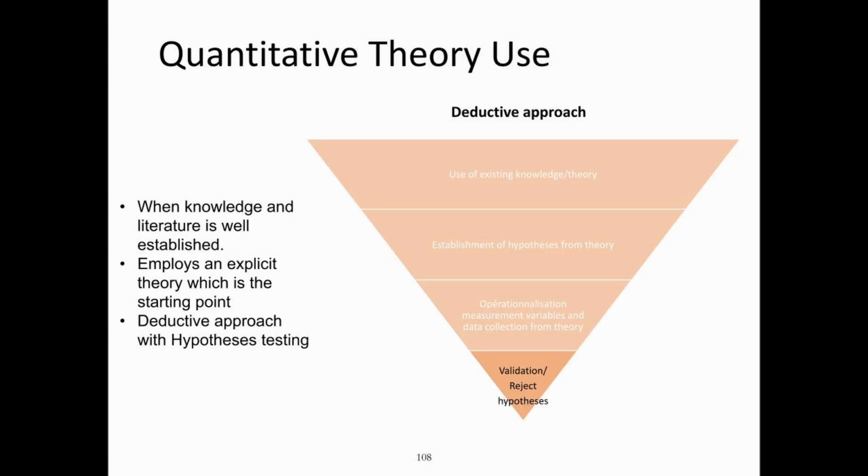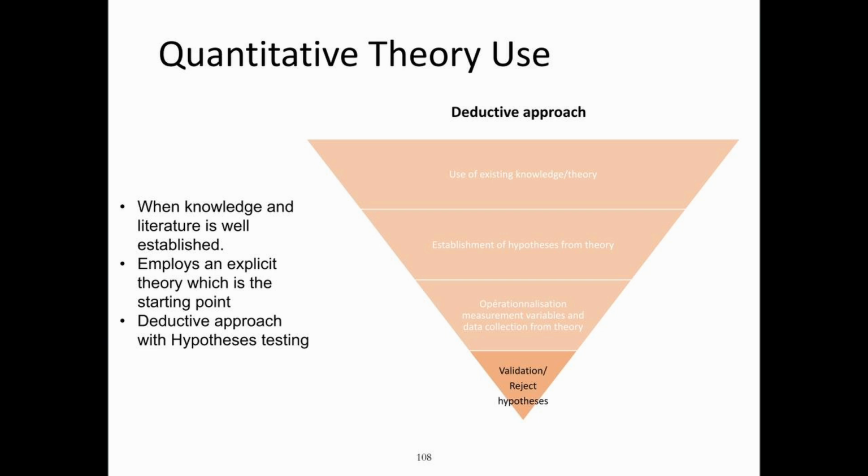The starting point is that you use the theory, you establish hypotheses from the theory in your literature review, you operationalize your variables and measurement concepts through measurement scales. You collect data, and validate or reject the hypotheses. When knowledge and literature is well established, you should use this approach as you employ an explicit existing theory. For example, theory of justice for complaint management. We know that the theory of justice or equity theory is a very good theory that fits well to measure complaint management. Then it makes sense to use this theory.